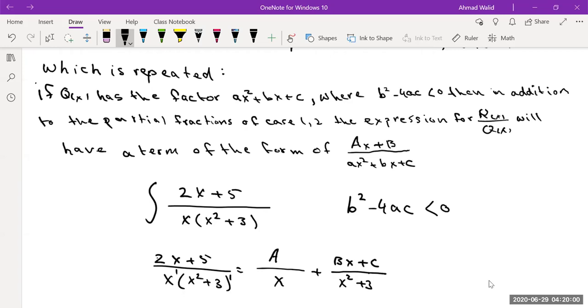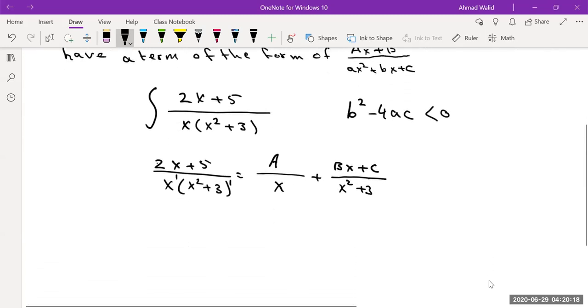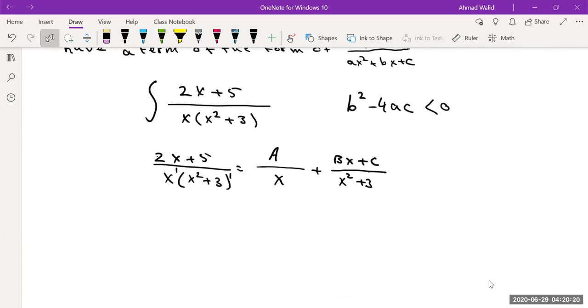The rest, how to proceed, will be the same method that you did in case 1 and case 2. You have to make the denominators the same, you multiply the top, and after that you set all the numerators equal to each other, and you create a system of linear equations, and after that you can deal with the integral.